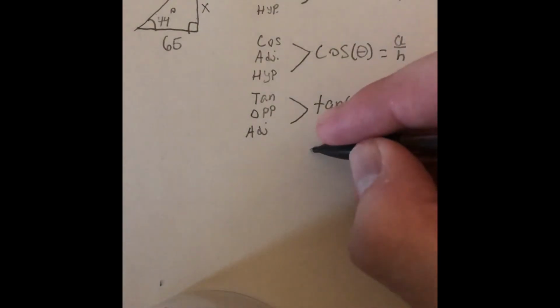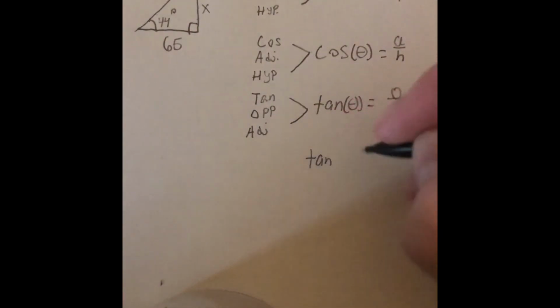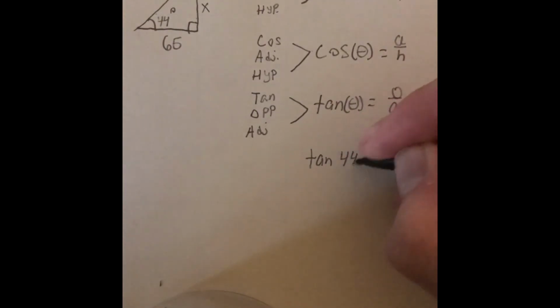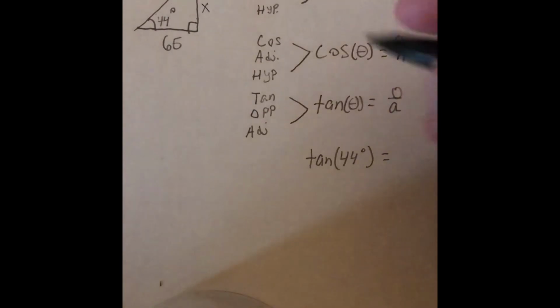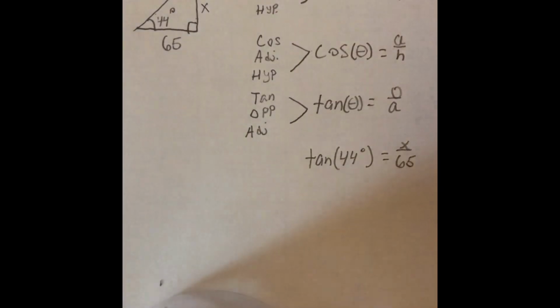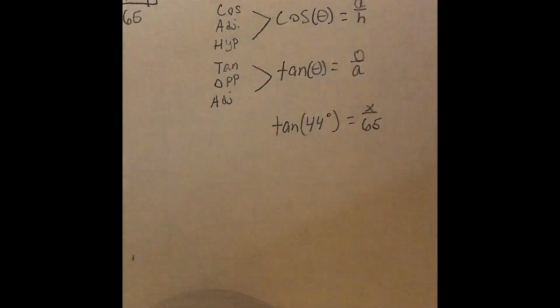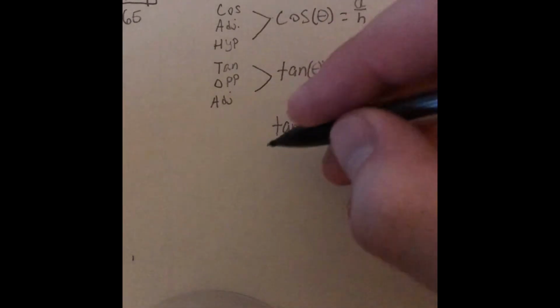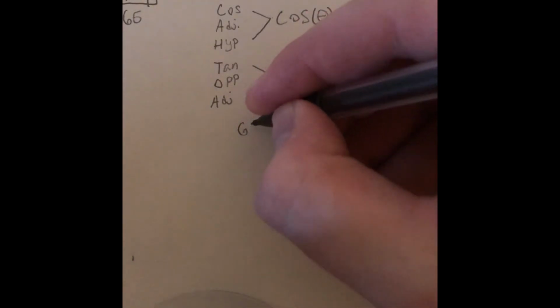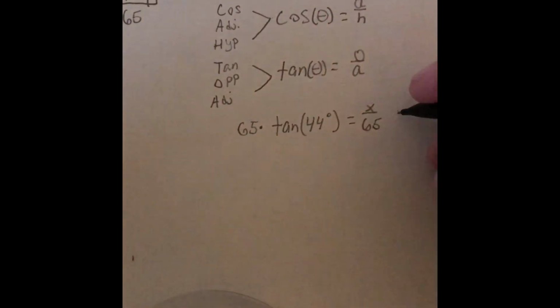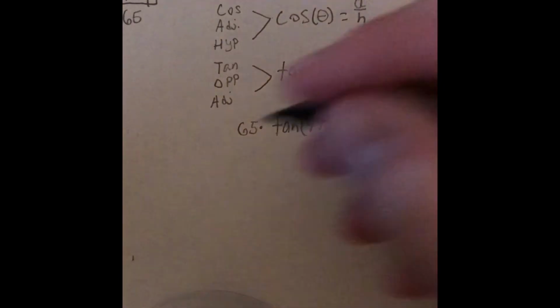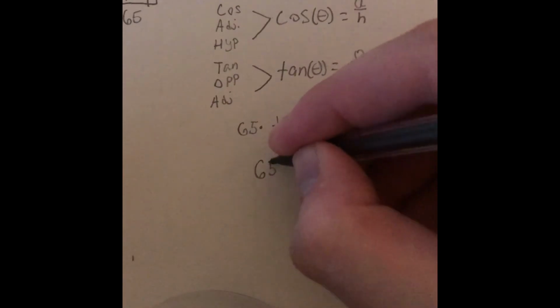So we have tan of theta, which is 44 degrees, is equal to opposite, which I'm going to call x, over adjacent, which is 65. And we're trying to solve for x, so all we have to do here is isolate x. So what I'm going to do is multiply both sides by 65. Okay, so those cancel.